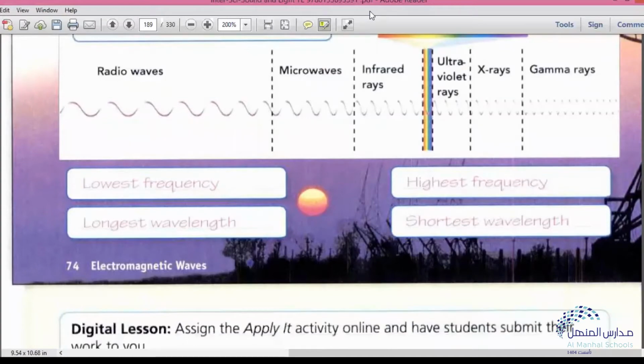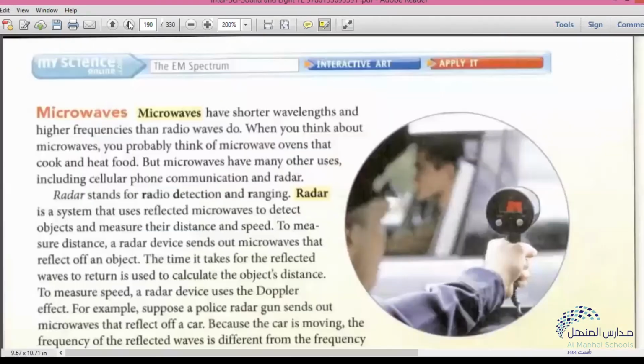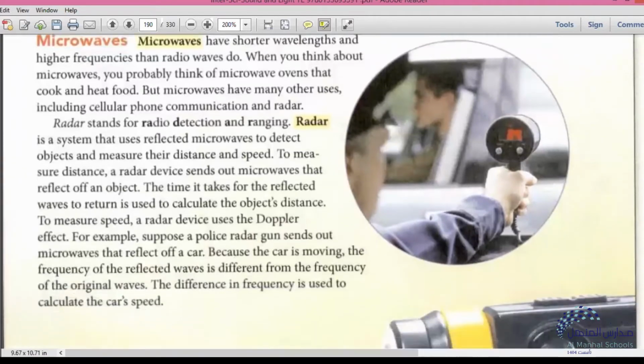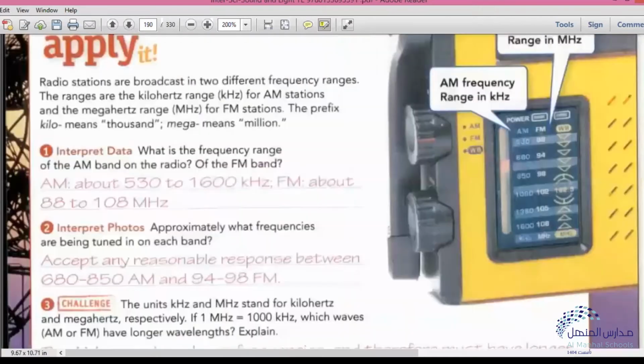Moving to the next page. Now we speak about microwaves. Microwaves are used at home. You know the microwave oven, which is used to cook food. Also, microwaves are used in radar to detect and measure the speed of cars. Okay. This is for microwaves.